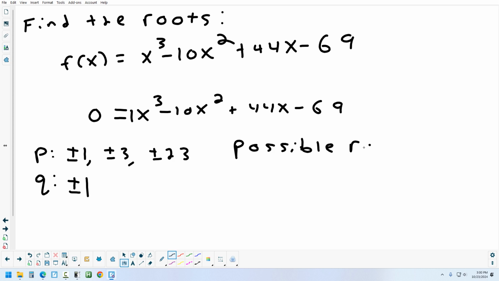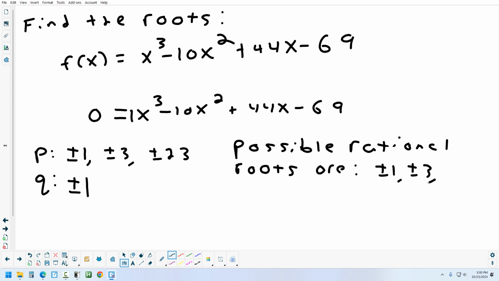So my possible rational roots are all the P's over all the Q's, but Q is just 1. So the Q doesn't really affect anything. So it's plus or minus 1 over 1, 3 over 1, and 23 over 1? Yep. So it's just the numbers. It's really just the P values. Okay.